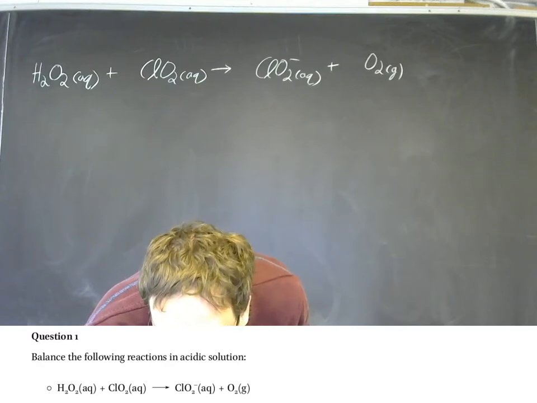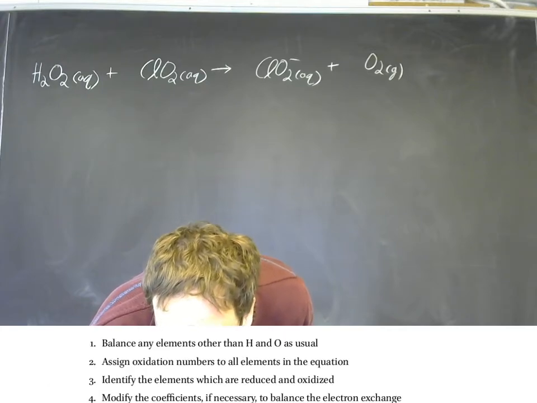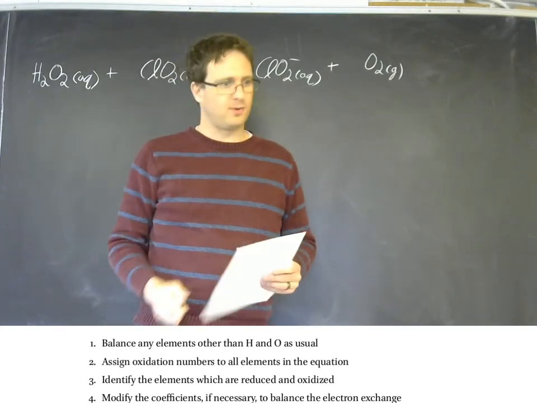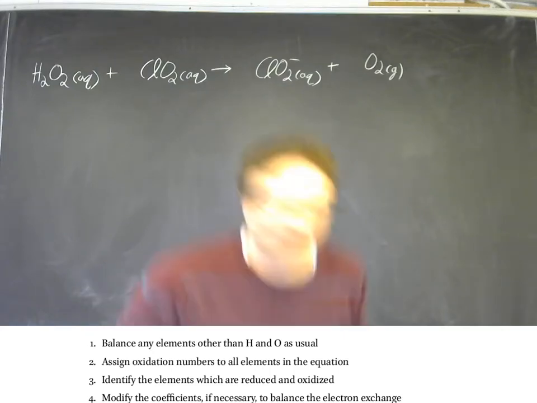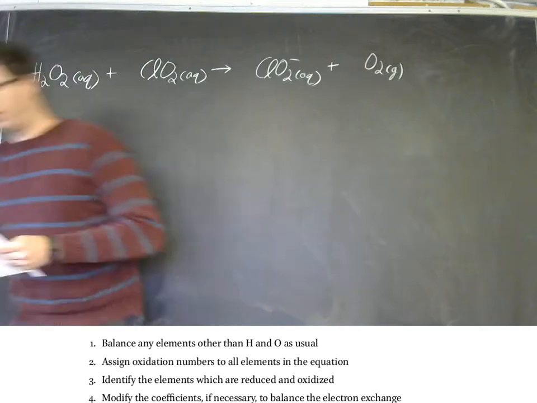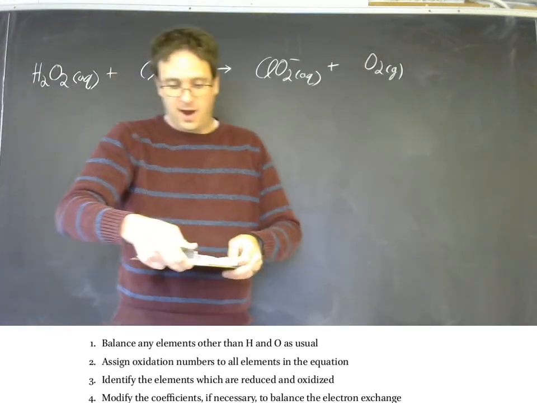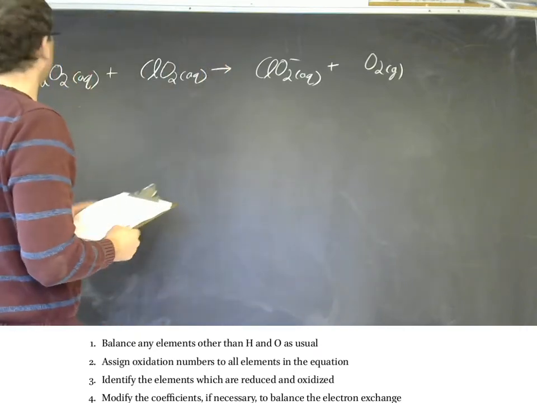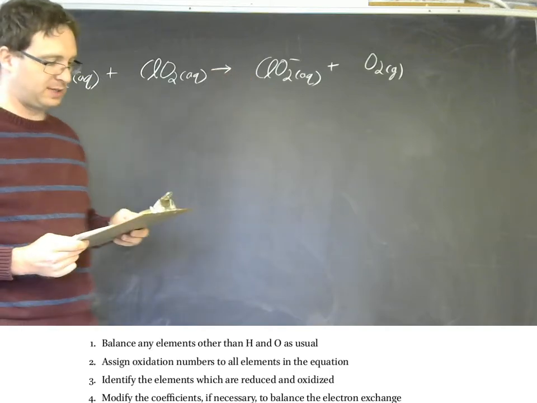So at this point, I'm going to see if I can switch over to show the process of how to balance a chemical reaction. Okay, so the first step is to balance any elements other than hydrogen and oxygen as usual. So we have a chlorine here, but it is already balanced, so we can skip that.